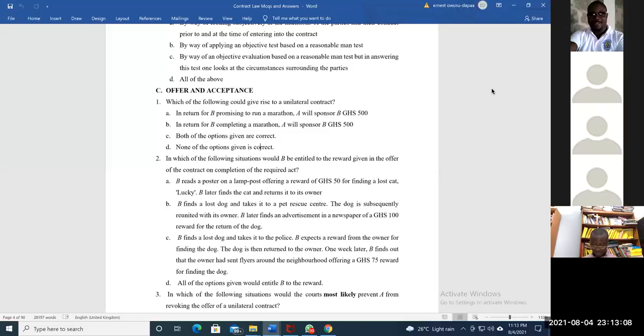But I know general offers are the ones that are usually made to the general public, and of course the same Carlill and Carbolic case applies. But unilateral offers do not have that specification. It doesn't necessarily have to be made to the general world. It can be made to an individual as long as it is a promise for conduct. I don't know if it's a clarification or so.